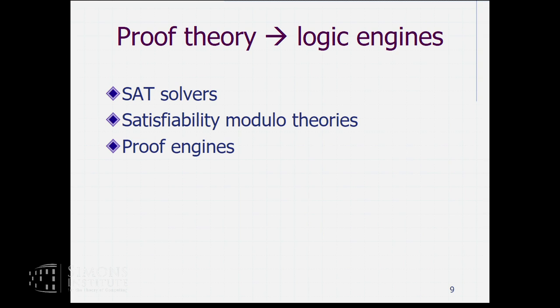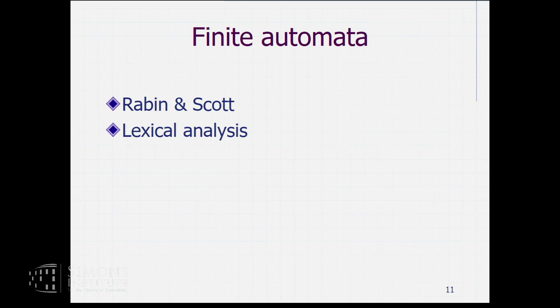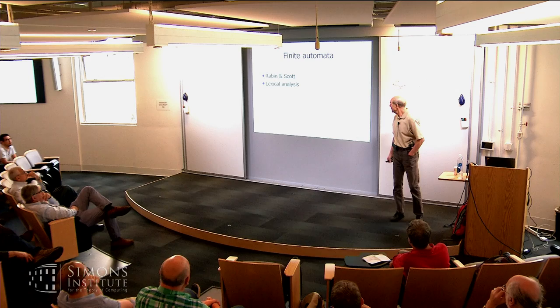Proof theory gave rise to SAT solvers, SMT solvers, satisfiability modulo theory, proof engines. But of course, you cannot think of everything ahead of time, so certain issues came. Finite automata. Interesting logicians started. One of them is right here: Dana Scott. And Michael Rabin.